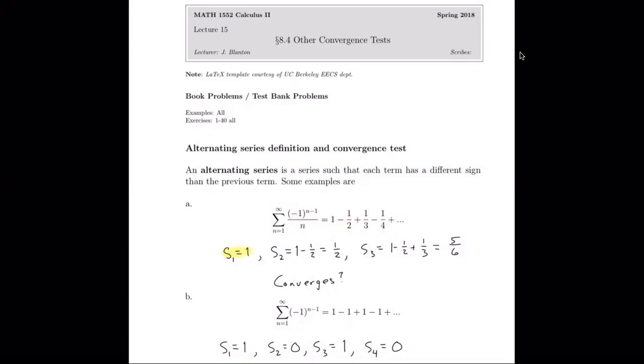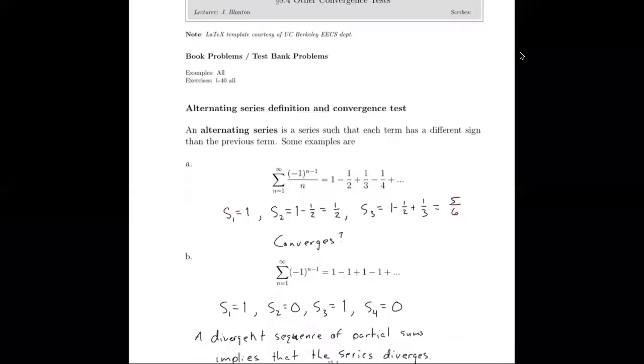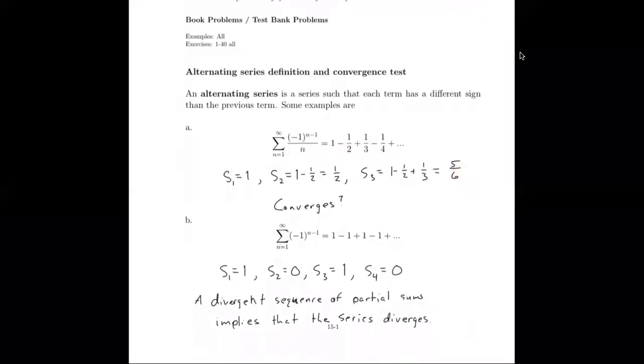So one way to inspect that is to look at the partial sums. S1, the sum of the first one term, is just 1. S2, the sum of the first two terms, 1 minus 1/2, is 1/2. Similarly, S3, the sum of the first three terms, comes out to 5/6. So we might ask ourselves, could this thing converge? And we'll actually get to the proper answer of that in just a little bit. So we're leaving that as an open question for now.